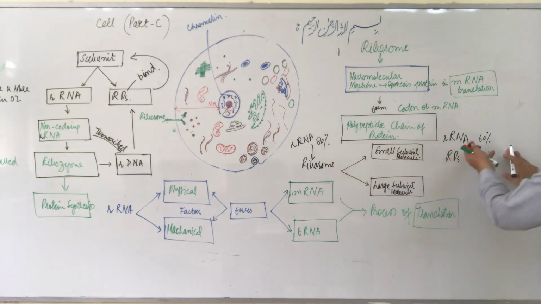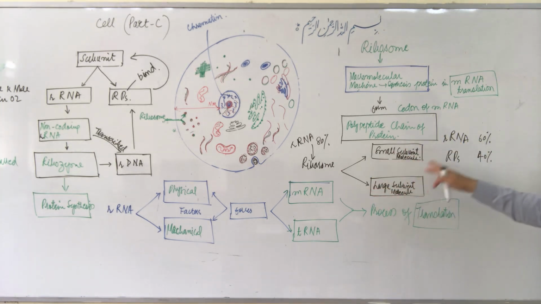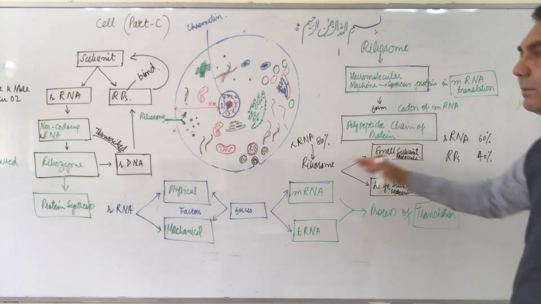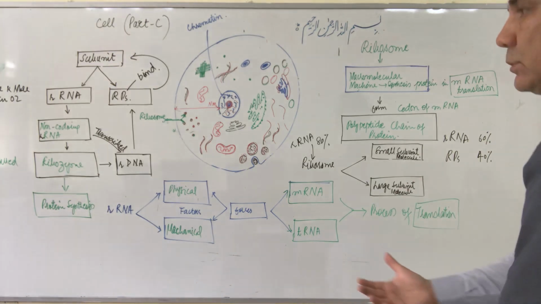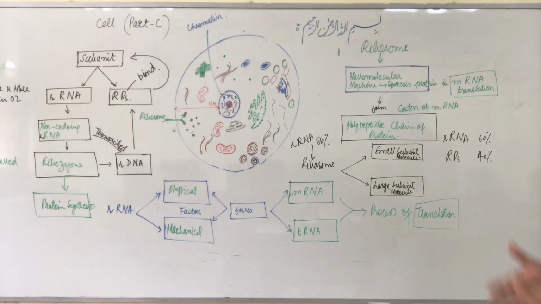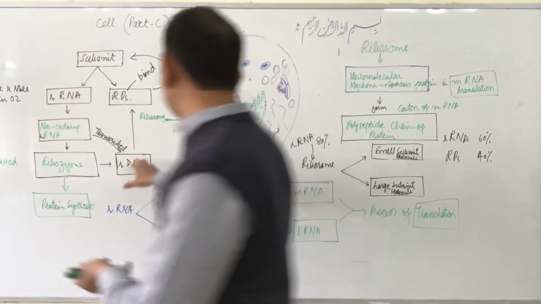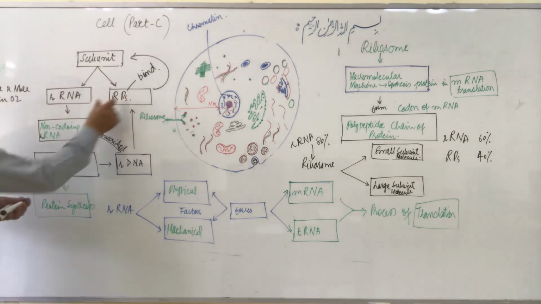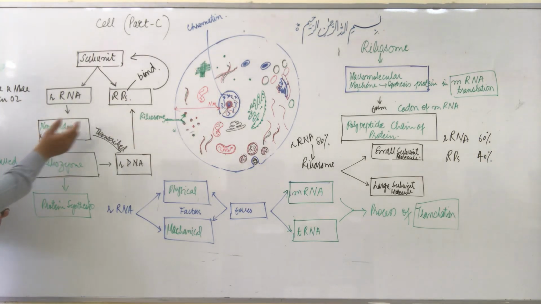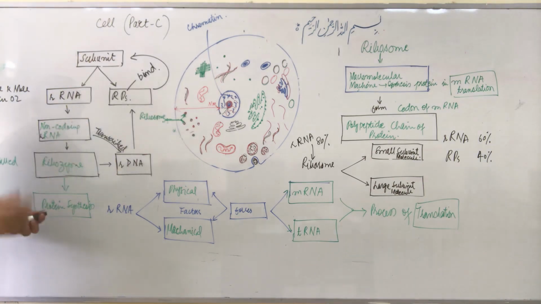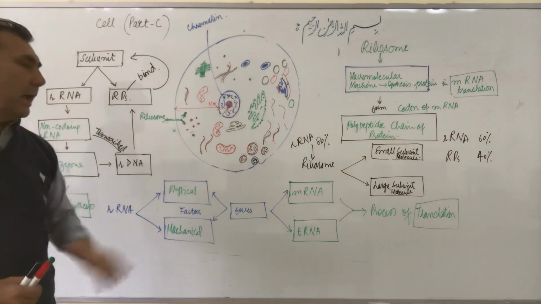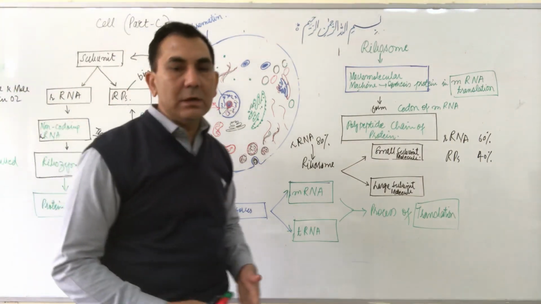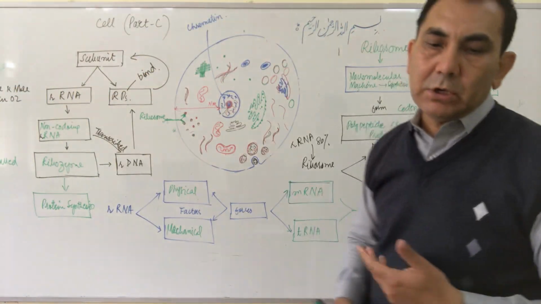Ribosomes are made up of 60% ribosomal RNA and 40% ribosomal protein. So now what is the ribosomal protein? The ribosomal protein binds with the ribosomal RNA to make the subunit structure of the ribosomes, and it also helps in the synthesis of the protein.